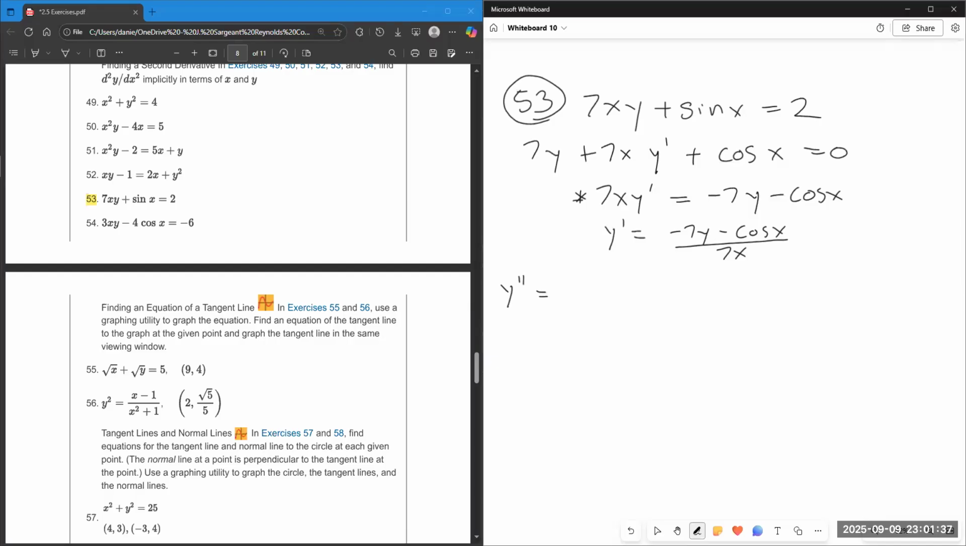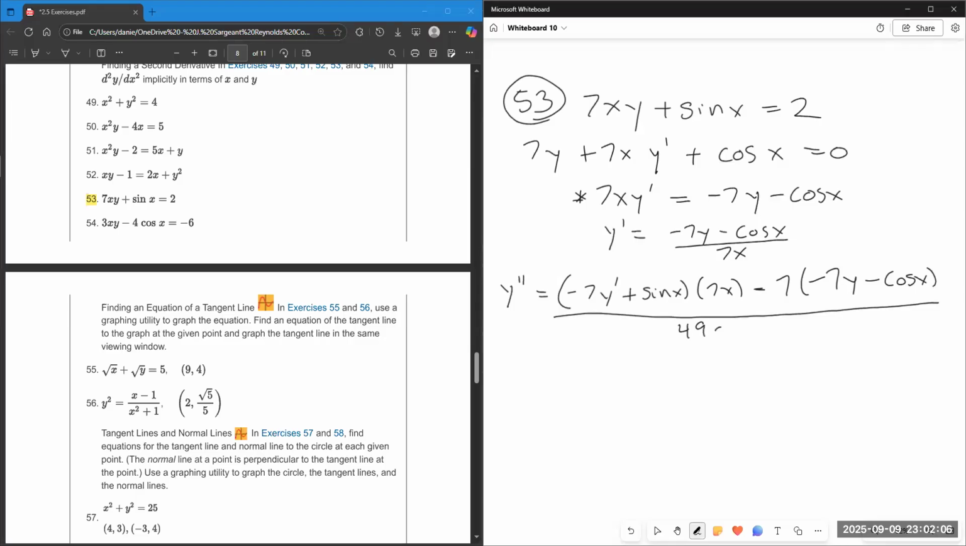So the derivative of the top is negative 7y prime plus sine x times my denominator of 7x, minus the derivative of my denominator, which is 7, times my numerator of negative 7y minus cosine of x, all over my bottom squared. I see a common factor of 7 in everything. So I'll divide that out.